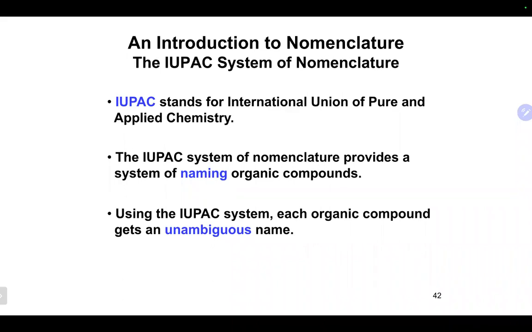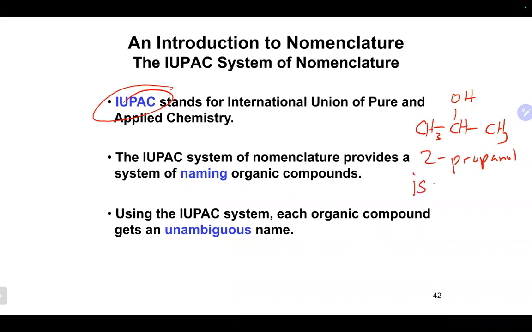One thing about organic compounds is there are multiple names for the same thing. For example, if you had something like this guy here, if we took the IUPAC way of naming it, this is known as 2-propanol, which is an alcohol. It is also commonly known as isopropyl alcohol, and even more commonly known as rubbing alcohol, right? So those are all three names for the same thing.